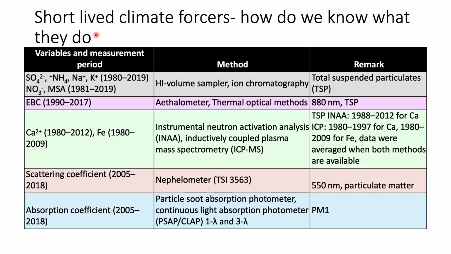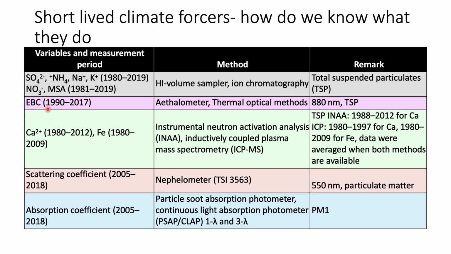So this table talks about how we know what short-lived climate forcers do. Here are the variables and the different types of measurements that are carried out, by which method they are carried out, and the remarks are given here. For example, sulfate, ammonium, sodium and potassium are measured from 1980 to 2019, and nitrate and methane sulfonic acid from 1981 to 2019 by the high-volume sampler and ion chromatographic methods. They were analyzed, and here the total suspended particulates can be measured using these methods.